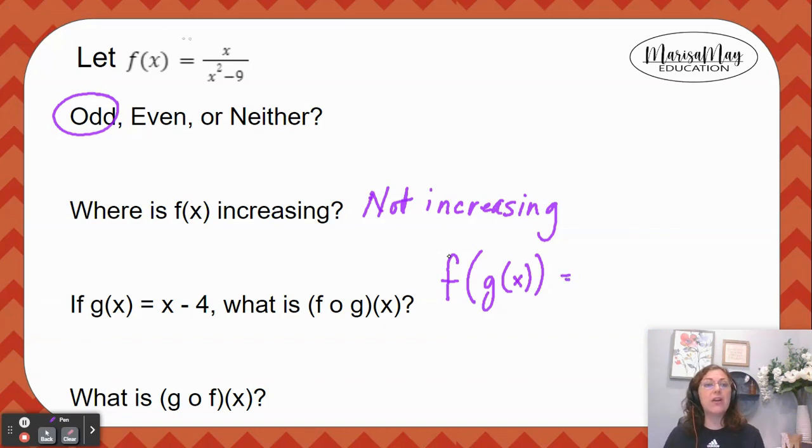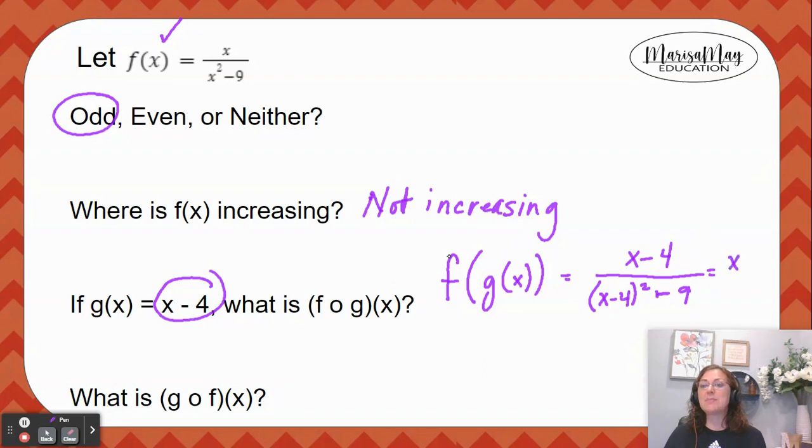So if you look at your f of x function here, I'm going to replace the x on top with the x minus 4, that is g of x. And I'm going to replace the x on the denominator with the x minus 4 as well. Again, using those parentheses.